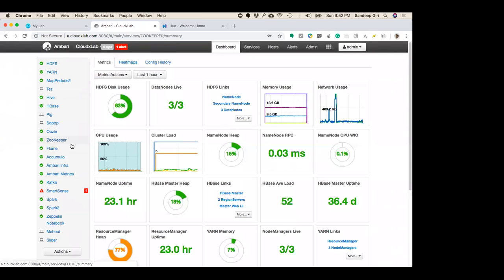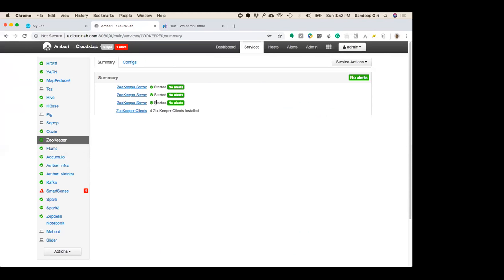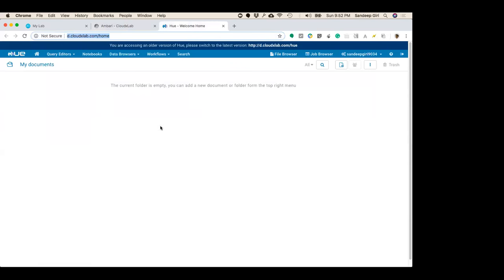We talked about Zookeeper. You can see Zookeeper server is running on many computers simultaneously. This one is on one, this is another, and so on. There are four instances of Zookeeper running, and they are talking to each other, providing you a single store to keep the information. Now this is Hue.